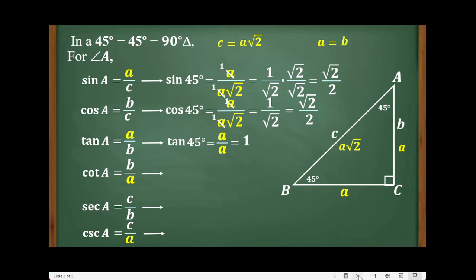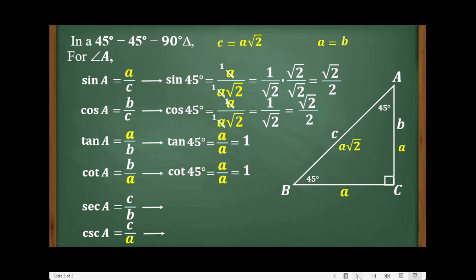Next, for the cotangent of A, so that is cotangent of 45, which is equal to the reciprocal of tangent of A, which is A over B. So here we have B over A. Okay, B over A. But since B is also equal to A, that will now become A over A, which is the same as the value of tangent of 45 degrees, which is 1. Okay?